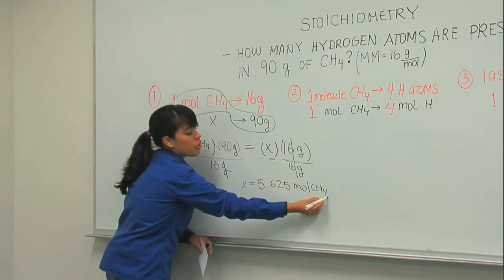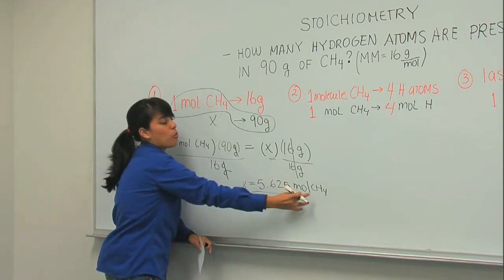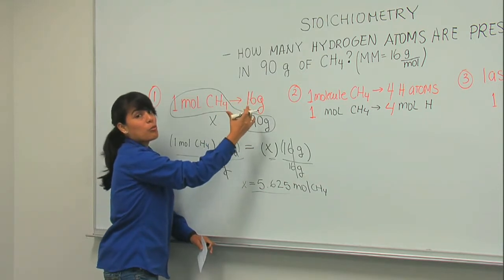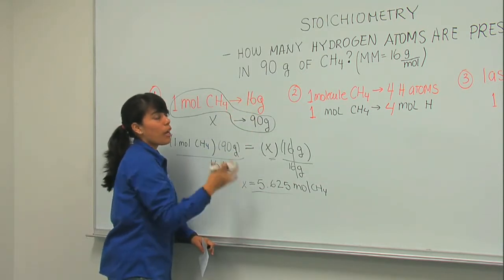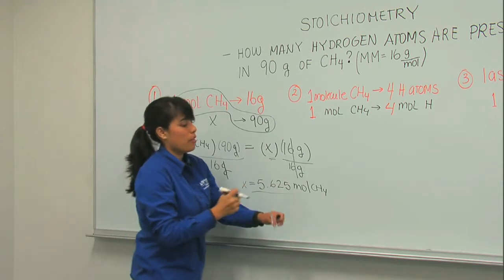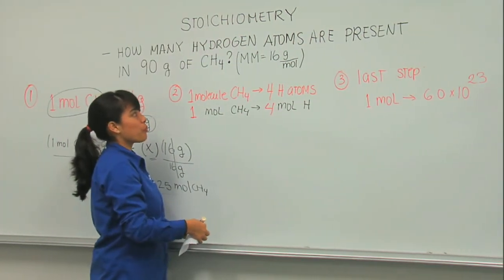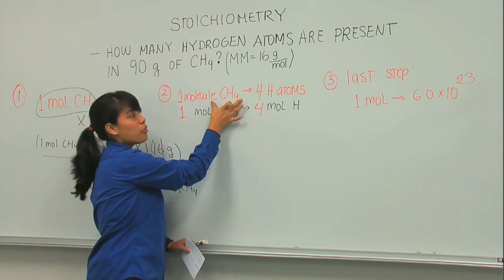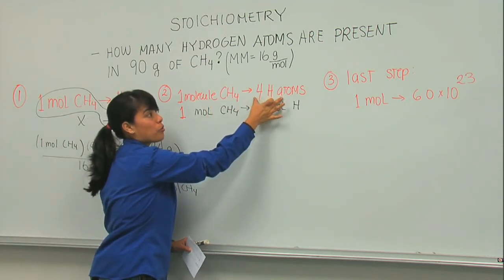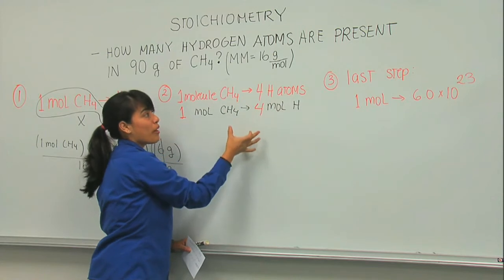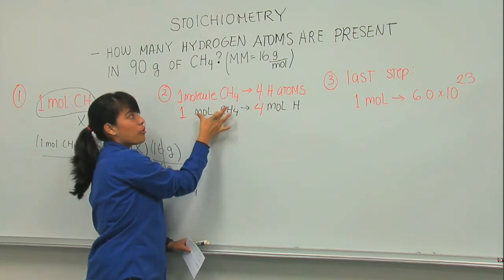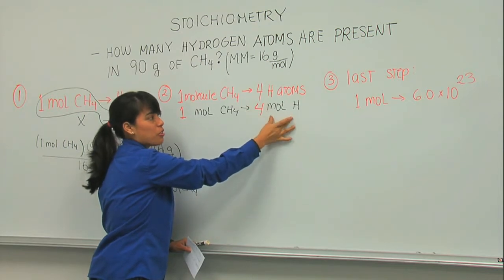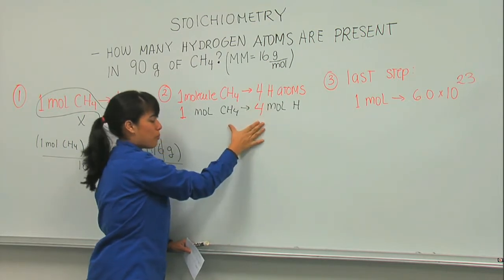But we haven't finished yet, because I found the moles of CH4, and they want hydrogen, and they don't want moles, they want number of atoms. So I have to do a second step. So, what do I know? I know that in 1 molecule of CH4, I have 4 atoms of hydrogen. So by extension, if I have 1 mole of CH4, I'm going to have 4 moles of hydrogen. This is what I know.